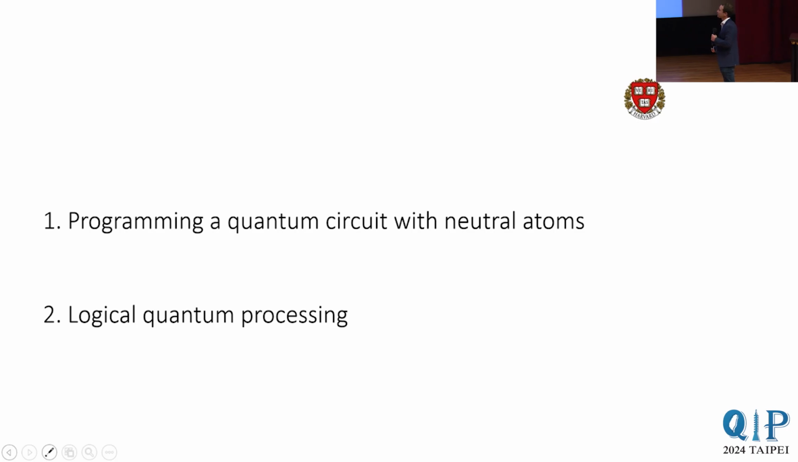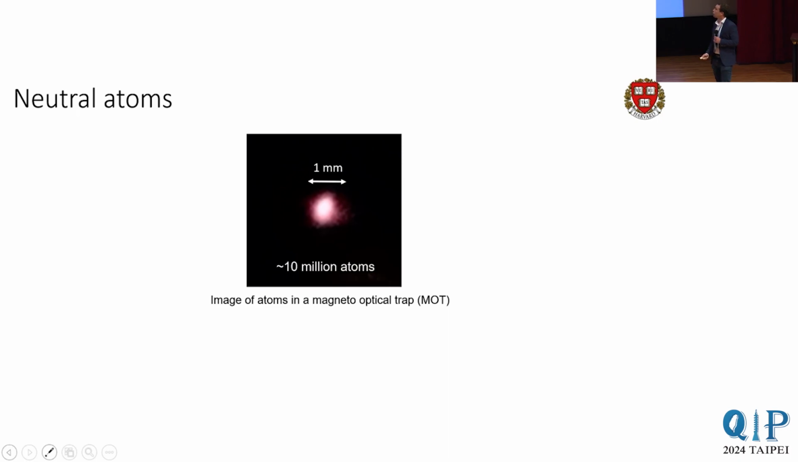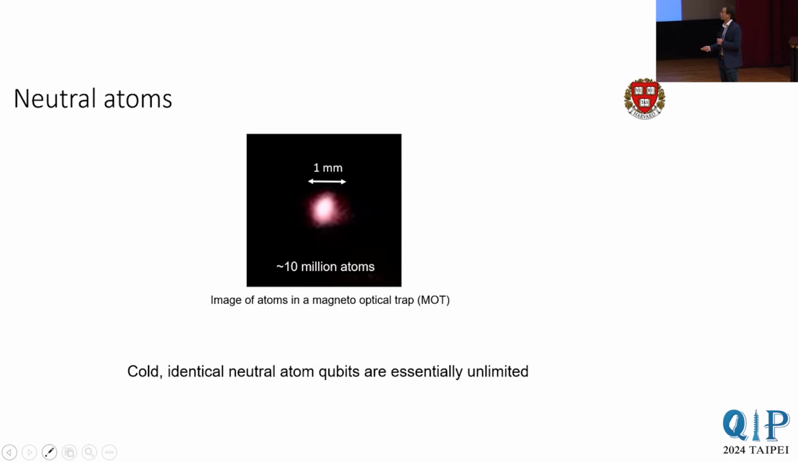And then I'll tell you about how we do error-corrected quantum processing with this device. So to start, this is how all of our experiments begin. We trap millions of cold, identical neutral rubidium atoms inside of our vacuum chamber using a magneto-optical trap.